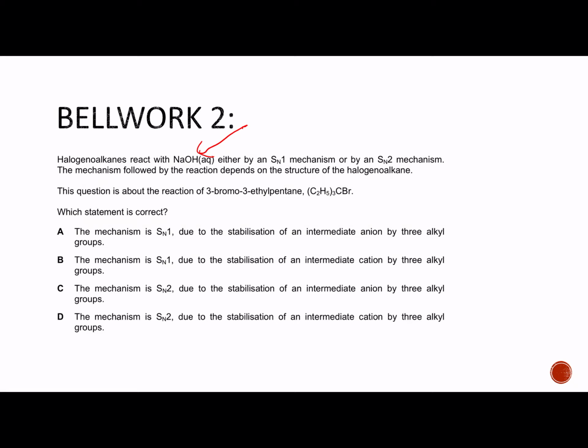This question is about the reaction of 3-bromo-3-ethylpentane. And so then they give you the molecule, which you should try to see just to make sure you know how to expand it. But even by this name, you can pretty much figure out if it's SN1 or SN2. And then it asks which statement is correct. So once again, I'm going to give you a moment to see if you got it right, and then we'll check.